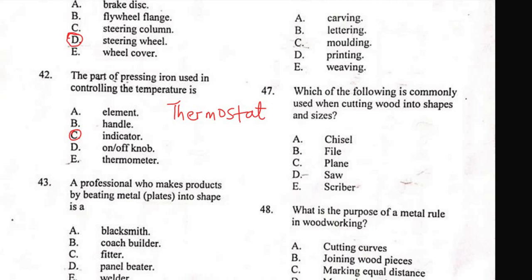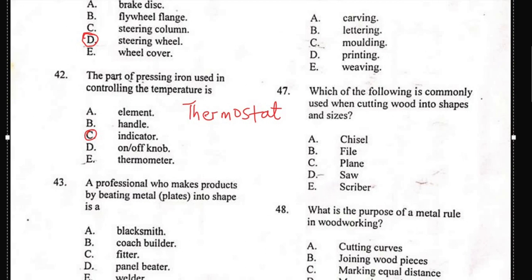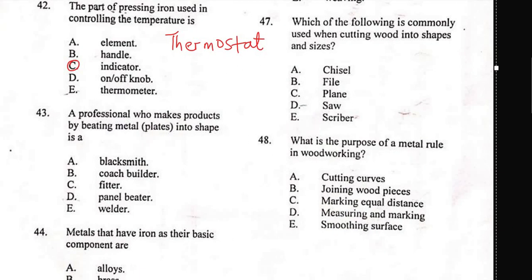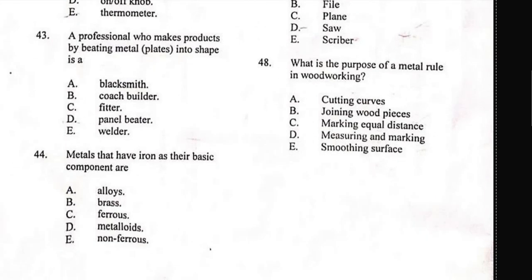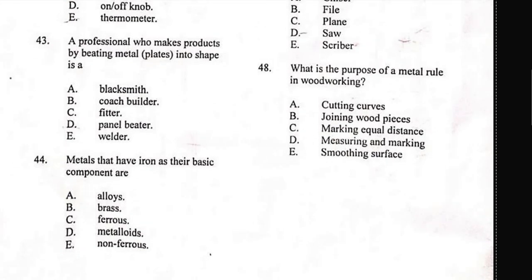Question 43 says, a professional who makes products by beating metal plates into shape is A, blacksmith, B, coach builder, C, fitter, D, panel beater, E, welder. Among the options we have, blacksmith is the correct answer, which is option A.